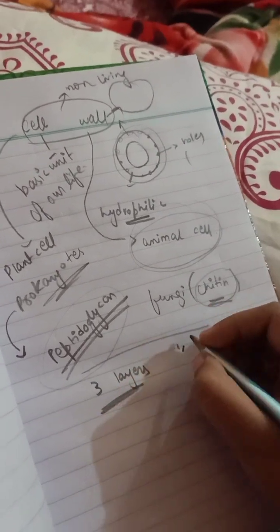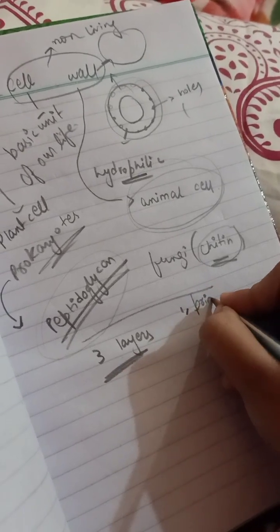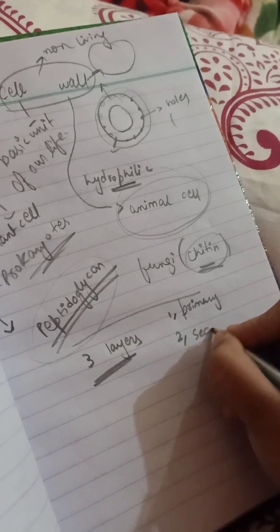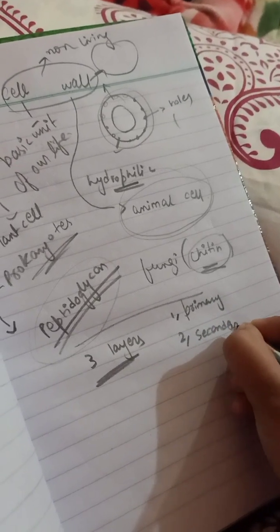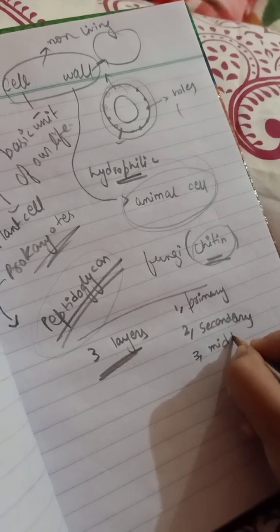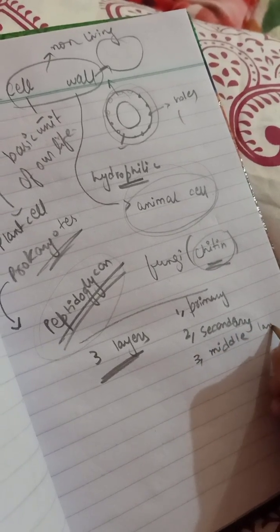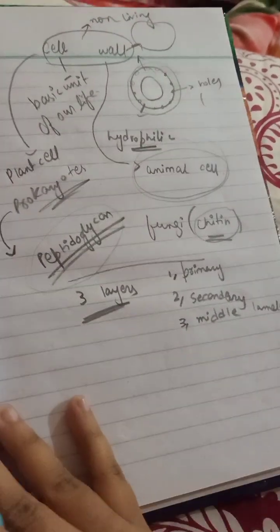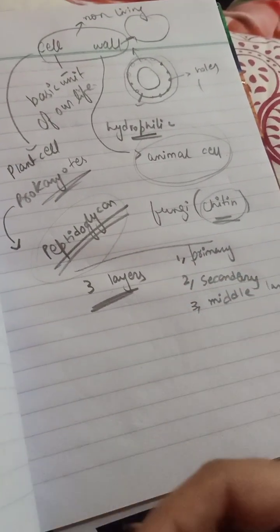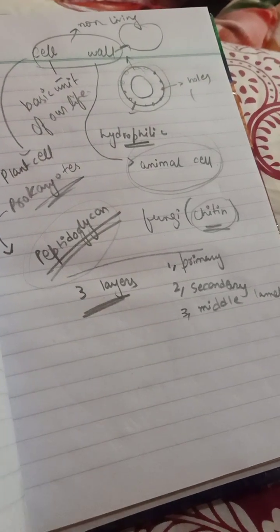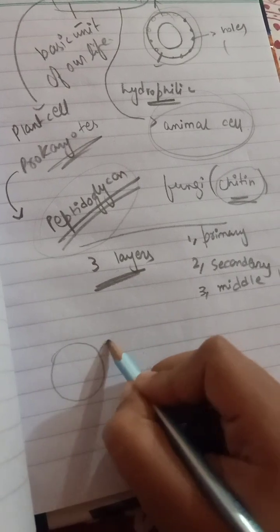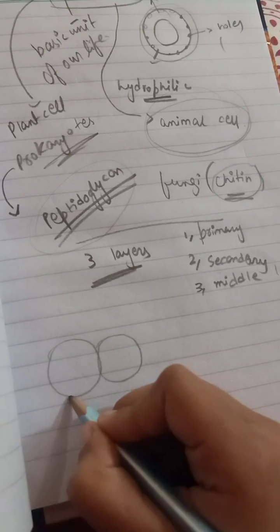First is the primary cell wall. Second, the secondary cell wall. And third, the middle lamella. Let me draw this structure, then I will tell you the composition, how these are made up, and their related functions. So this is basically two cells, or many cells.